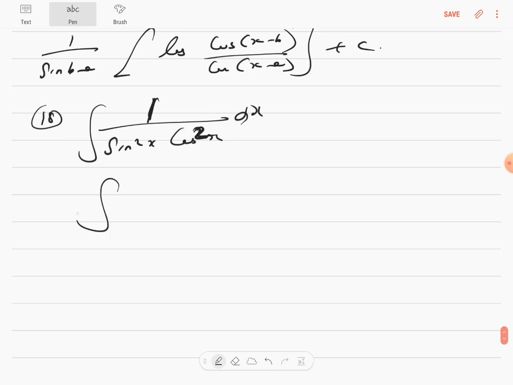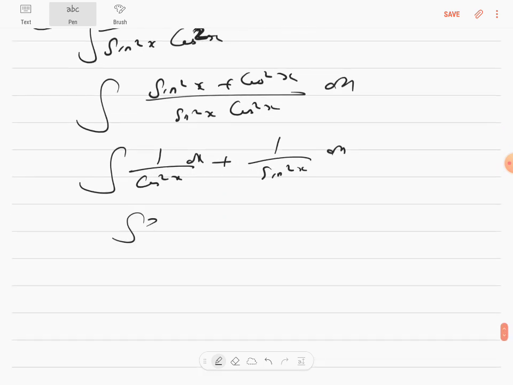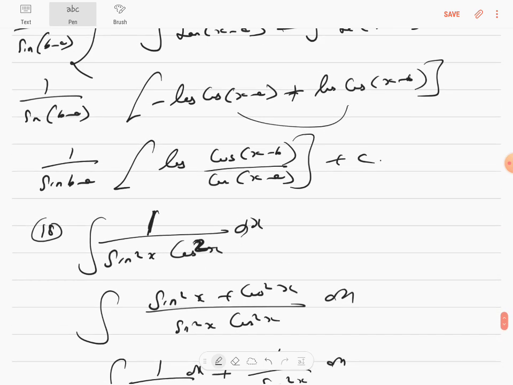So you have to think of writing 1 as sin square x plus cos square x by sin square x into cos square x into dx. And split this up, it will become 1 by cos square x plus 1 by sin square x into dx. So this itself is secant square x dx, this itself is cosecant square x dx. So this itself is tan x and this itself is minus cot x plus c is the answer. So there are different ways and different thinking for each and every sum. I hope you all understood whatever I am doing.